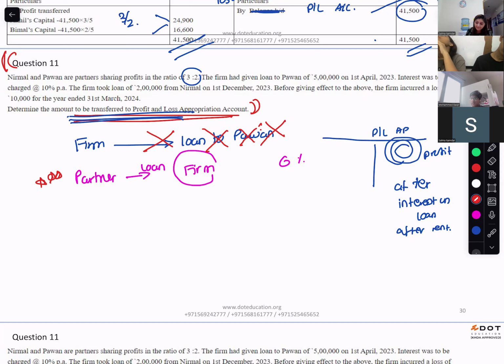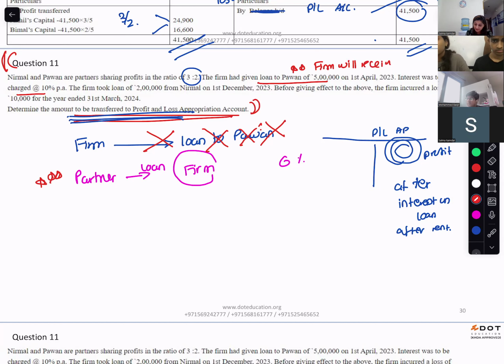Okay. So the firm had given a loan to Pawan of 500,000. Interest was charged at 10%. Do I need to do any adjustment for this amount? If they've given me interest, then I have to charge it because it's not silent. That means the firm is going to receive this interest. First thing you need to be very clear: the firm will receive.